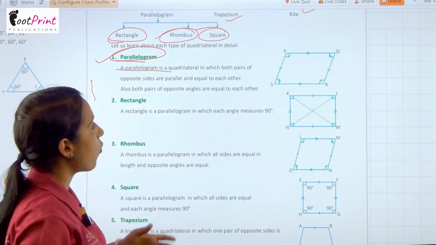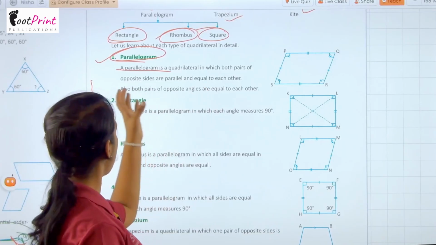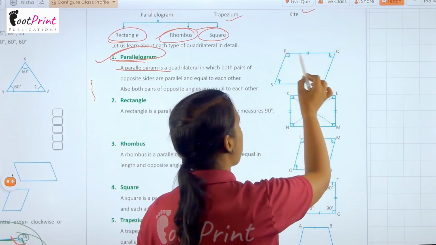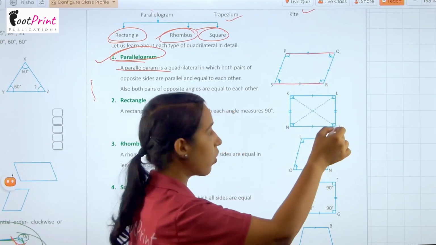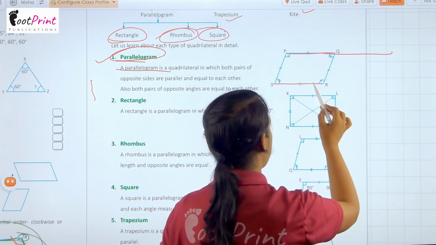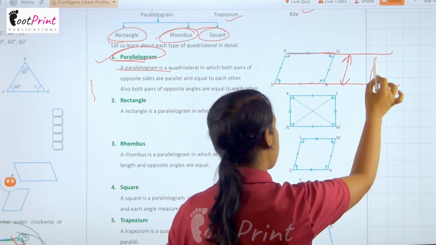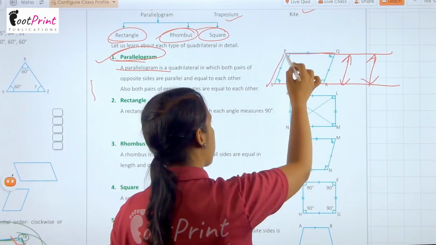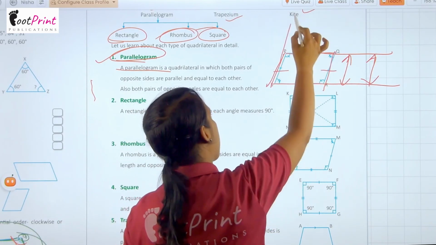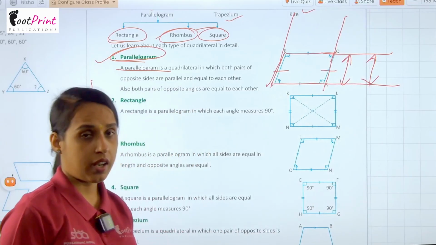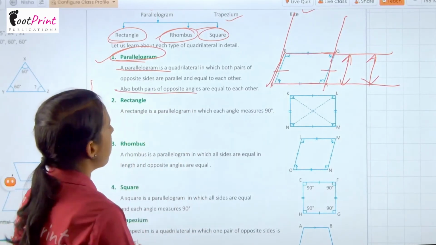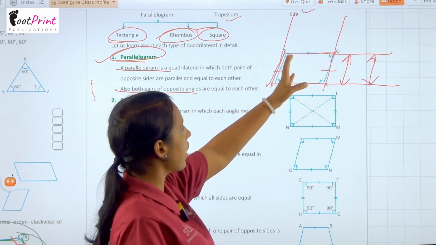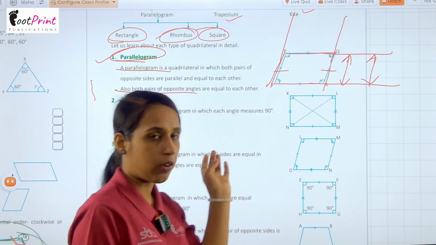A parallelogram is a quadrilateral in which both pairs of opposite sides are parallel and equal to each other. So in this, the opposite sides will be equal and also parallel, and we know that parallel lines have the same distance and they never meet. And this one is also equal and parallel lines. They don't meet at a point. Also both pairs of opposite angles are equal to each other. So we can say here quadrilateral PQRS is a parallelogram.